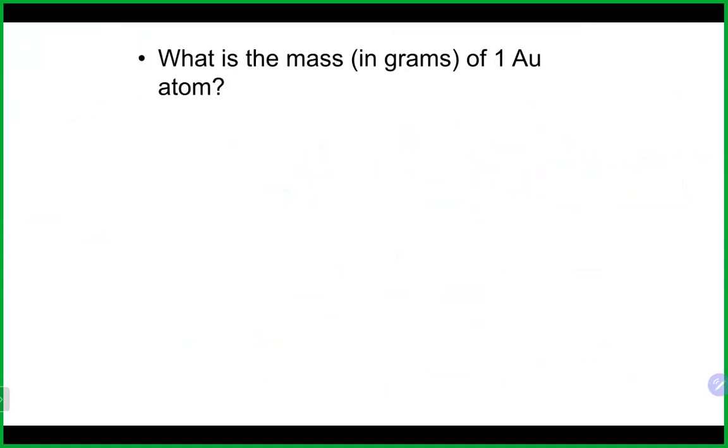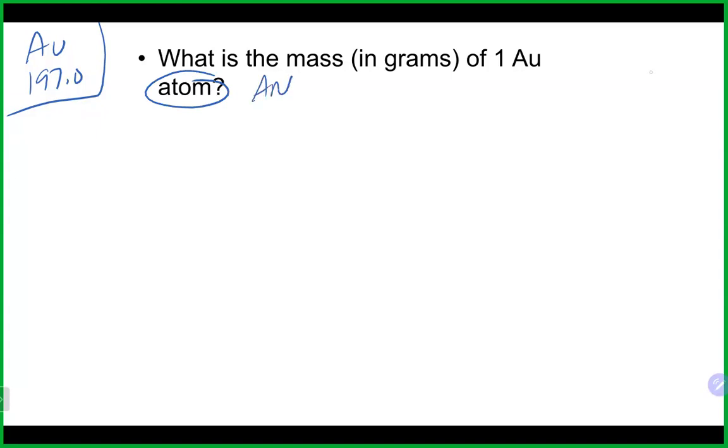What is the mass in grams of one gold atom? Gold. Okay, let's take a look at this one. So here we're looking for the mass in grams of one gold atom. So that seems like a keyword there. Atom means I should use Avogadro's number somewhere along my way in calculation.